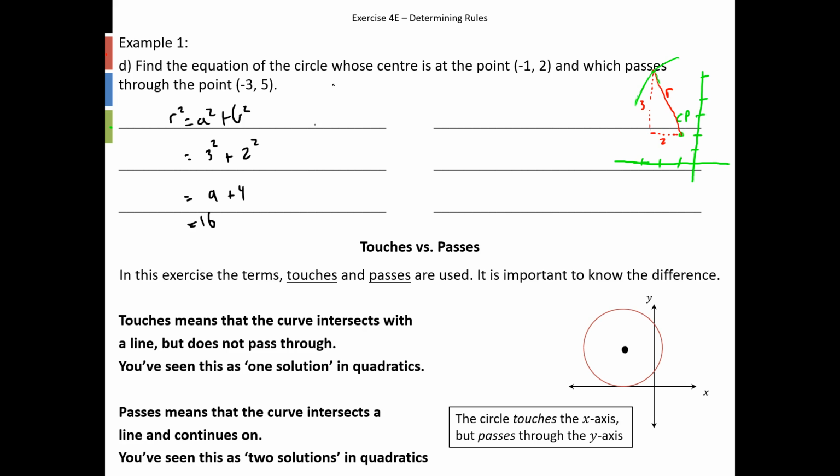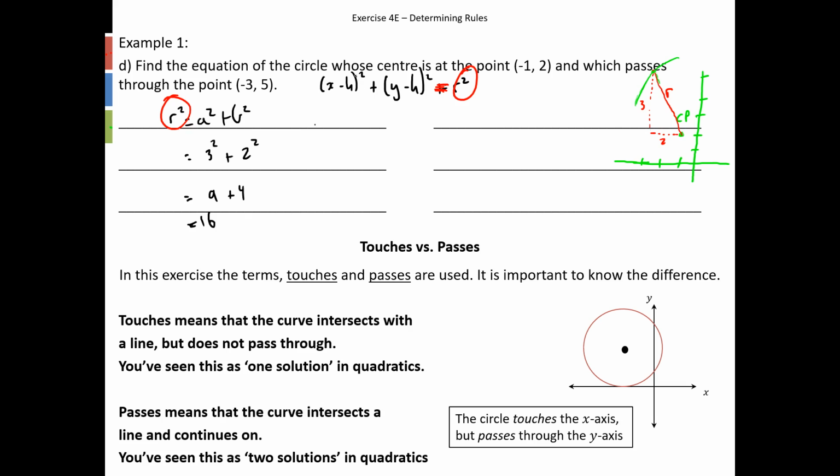Okay? And our standard form of an equation for a circle is x minus h squared plus y minus k squared equals r squared. So we just found r squared, and this is an equals. Geez, I'm making a few mistakes today.